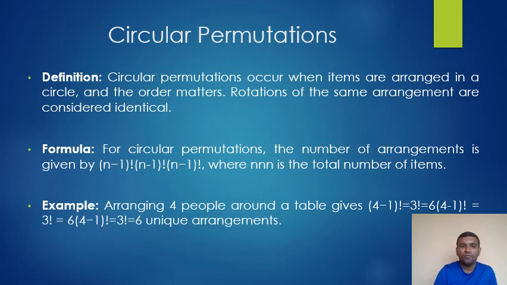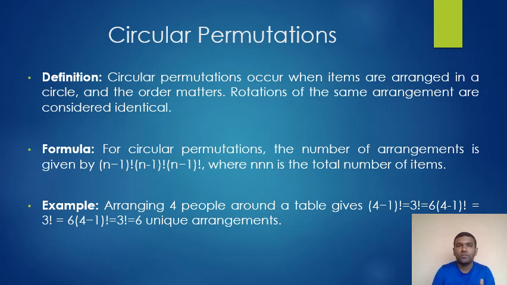Circular permutation. This occurs when items are arranged in a circle and the order matters. Here, there is a certain order to be followed after each item. Which item has to come after which item? This order of precedence will be followed during circular permutation. Rotations of the same arrangement are considered identical.